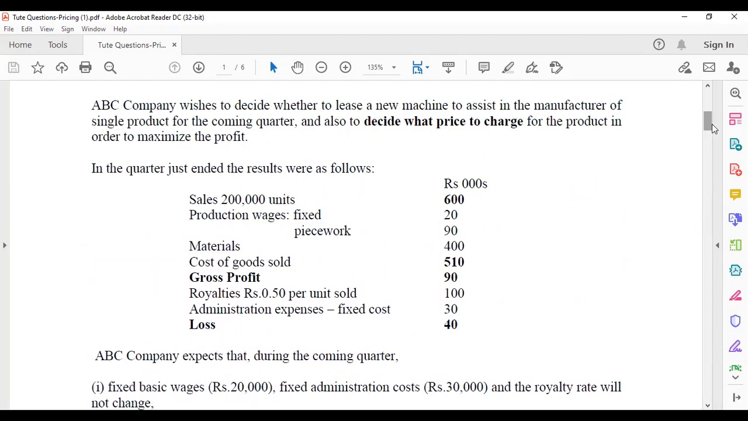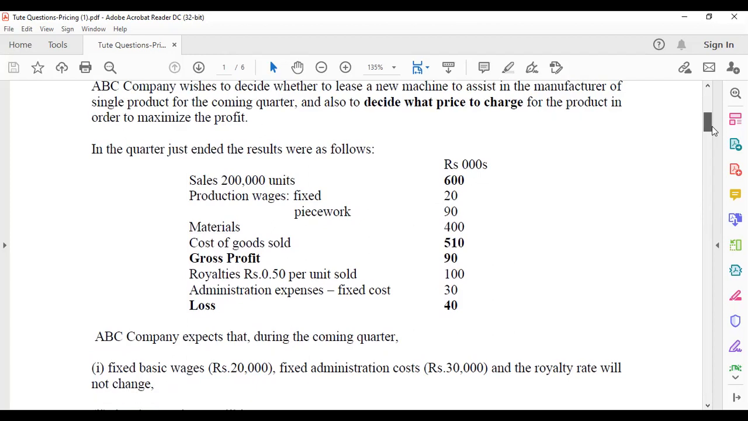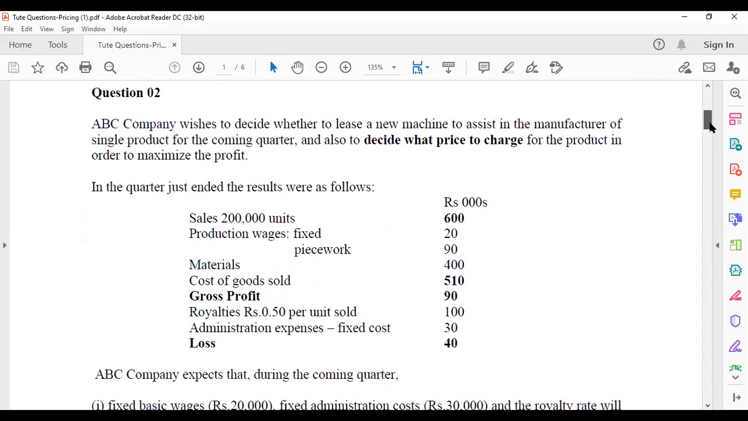Take 5 to 10 minutes time, and just read through the question and understand that. Then we can work them out together.